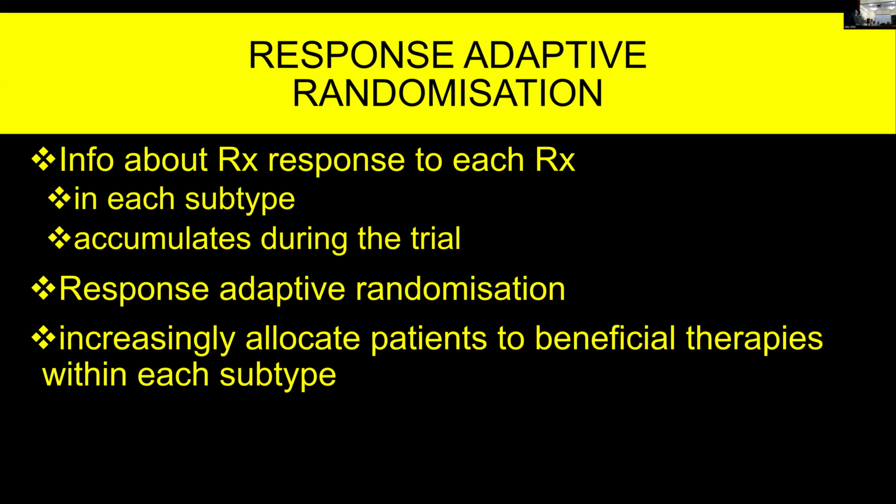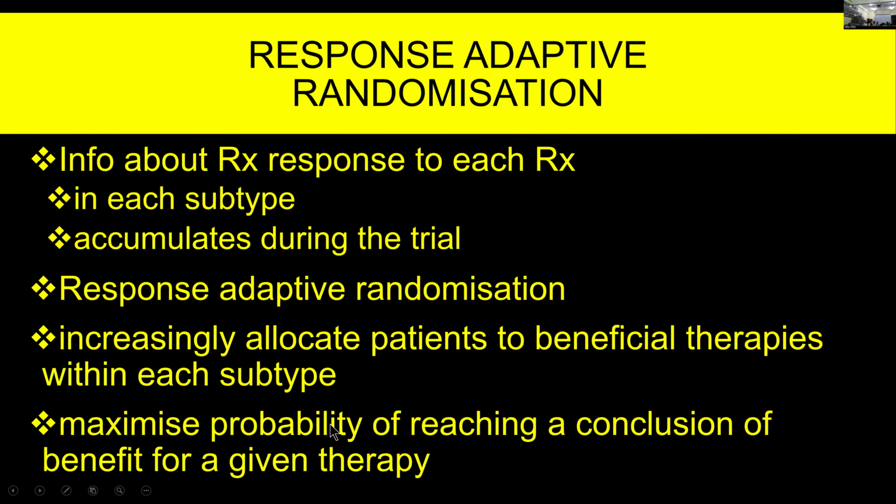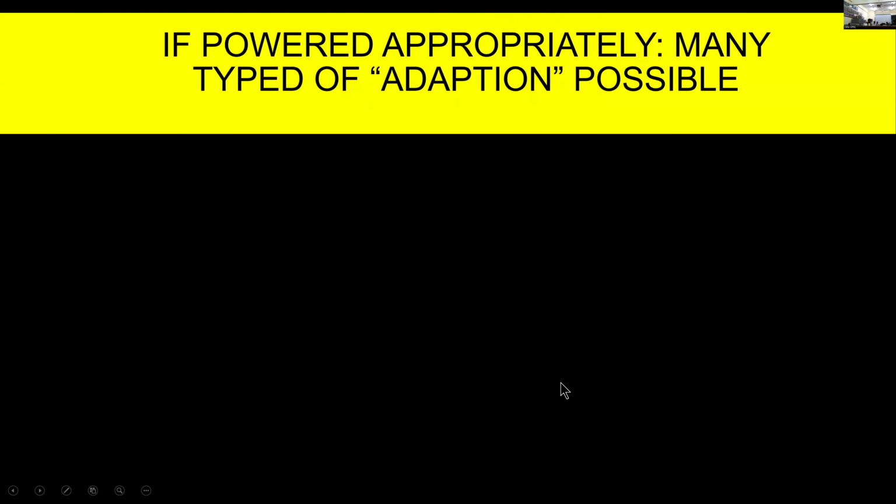Treatment A seems to be doing slightly better. So ethically also it seems nice that we put more people into treatment A than into treatment B. This is called response adaptive randomization. So you're maximizing the probability of reaching a conclusion of a benefit for a given therapy. But you'll end up with unequal numbers at the end of the trial. You'll have more people in what you thought is the better arm than in the other arm.